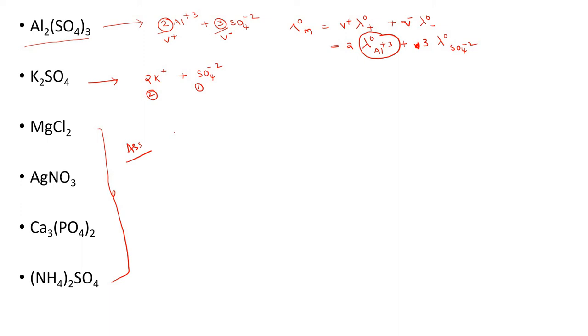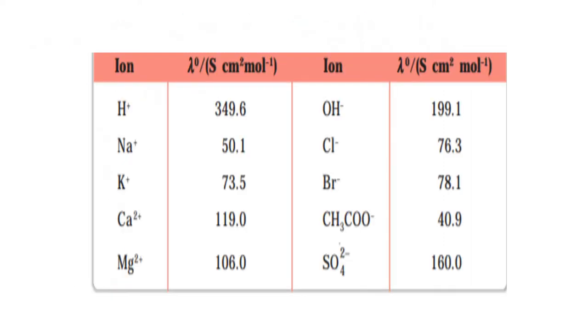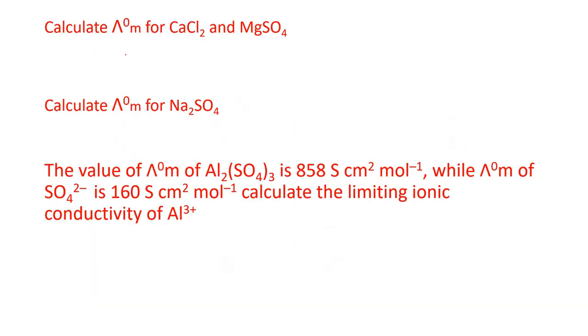Then by using the Kohlrausch law, by using this formula, you have to make the sum of anions and cations here. Now in this table they have given the molar conductance of H plus, how much? 349. Molar conductance of Na plus, 50.1. By using this data, now we are calculating the molar conductance. So first of all you observe here.